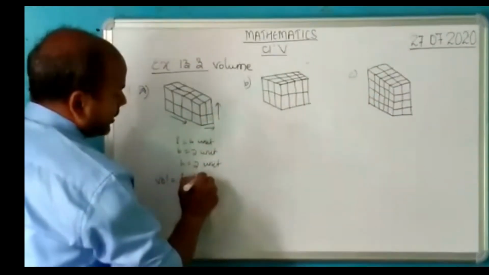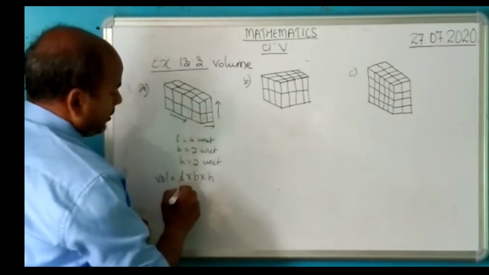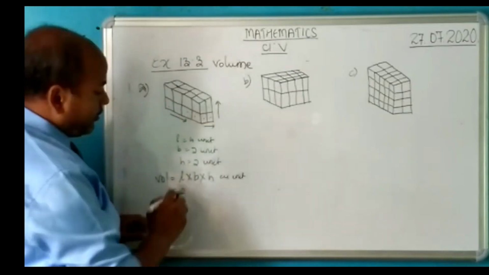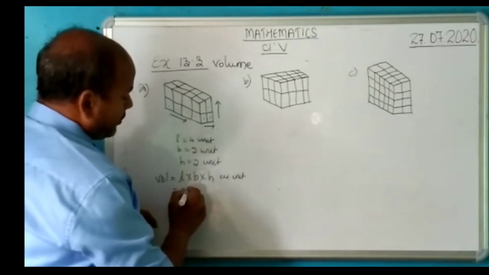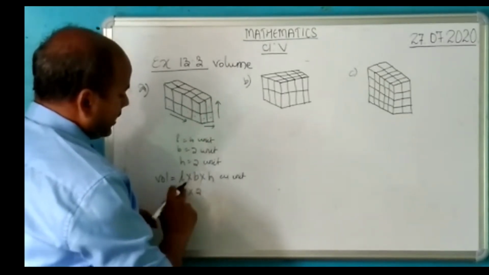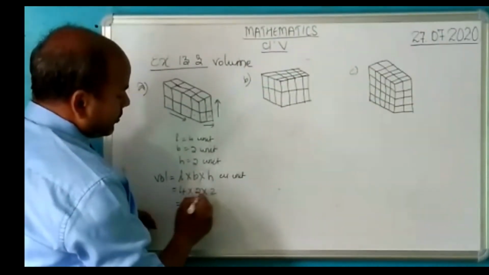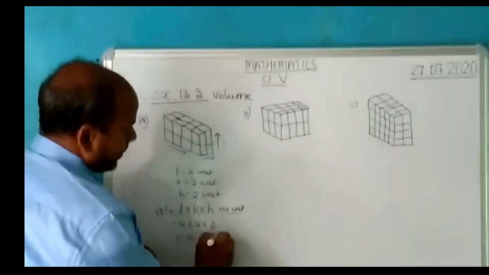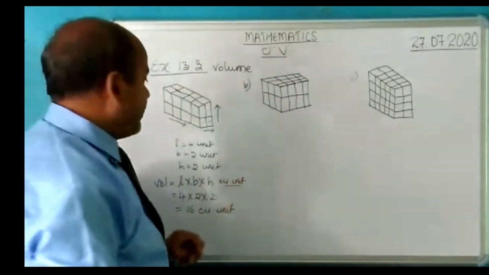So volume is equal to length into breadth into height. So that means cubic unit, okay? Cubic unit, because there are 3 different measurements. So length is 4 unit, breadth is 2 unit, and height is 2 unit. So multiply 4 into 2 into 2 is 16 cubic unit. So this is how you shall calculate the volume of a given figure.